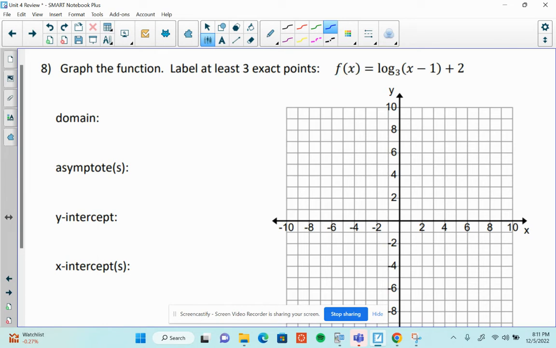As we go through this, we want to remember that logarithms are only defined when the argument, the expression inside the logarithm, is greater than 0. So if we solve that inequality, we add 1 to both sides, we get that x has to be greater than 1. So our domain is from 1 to infinity. The asymptote is actually going to be x equals 1.